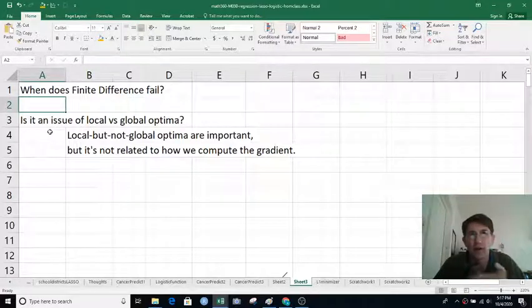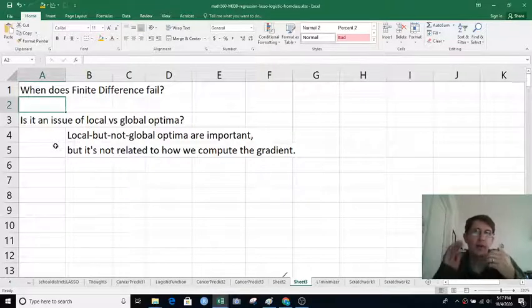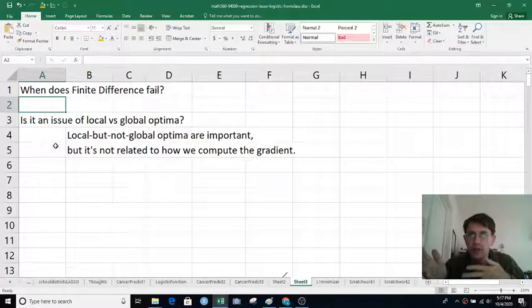So far we've talked about how to do finite difference, but we haven't talked about when it would not work, so that's what we're talking about now. Someone once asked me when I brought this up, is it all about getting trapped in a local minimum that's not global? That is an important issue in optimization in general, but it's not related to whether we're doing finite differences or some other kind of gradient computation, so that's not the issue.